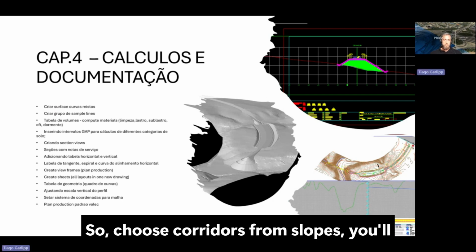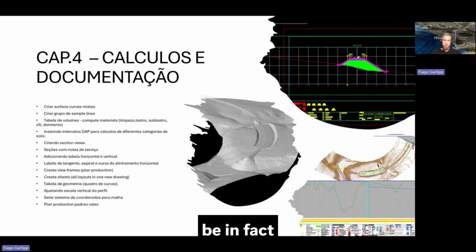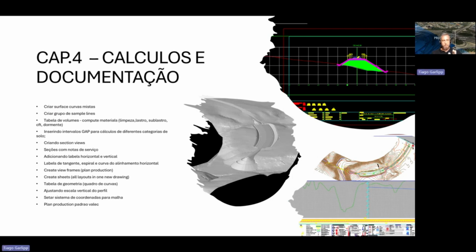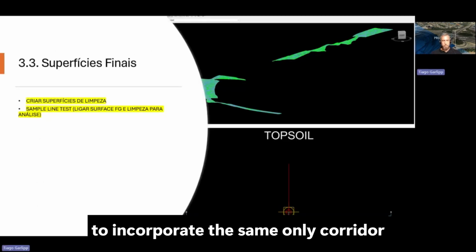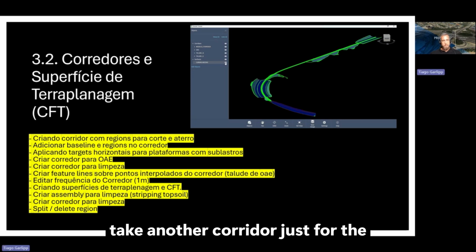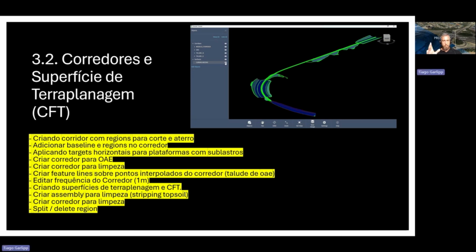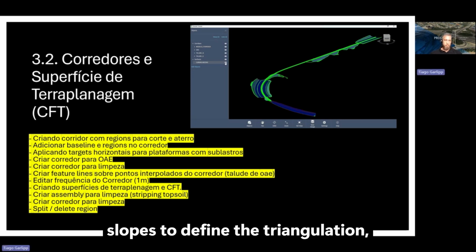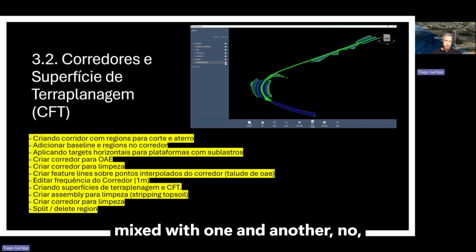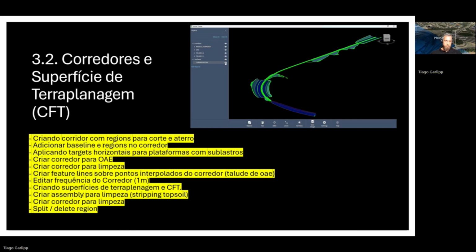So choose corridors from slopes. You take the regions, right? You take regions also about the slopes to incorporate the same corridor of a railway, and you take another corridor just for the slopes to define the triangulation, just to avoid mixing one with another.